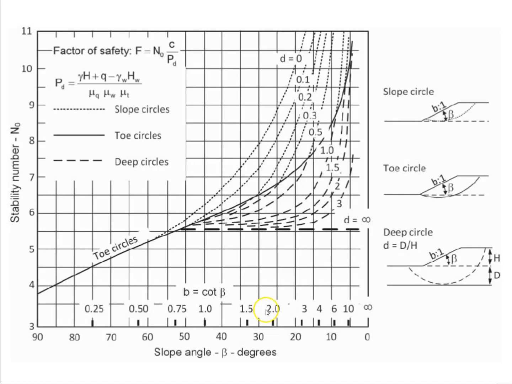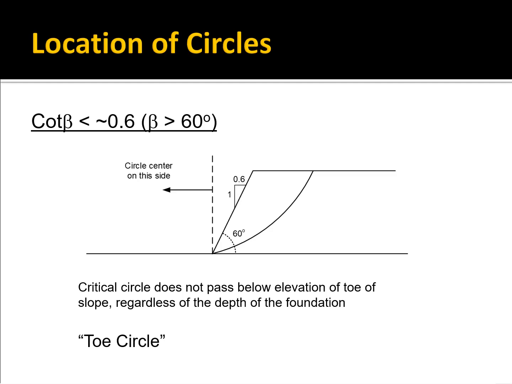And so yeah, this is how, using the depth factor and the angle, we get a stability number, and then these other terms, mu q, mu w, and mu t. I'm not showing the charts for those, but they're in the appendix. You can find those based on those other factors. Let's talk for a minute about the location of the critical circles.